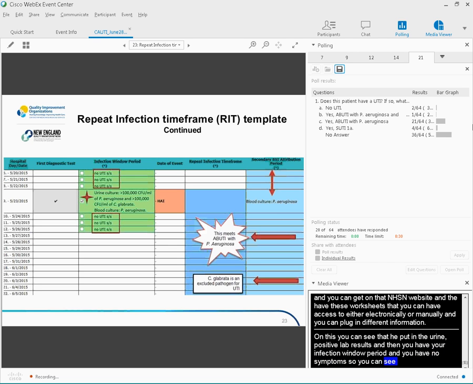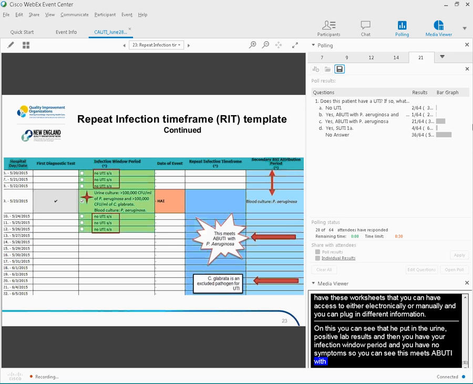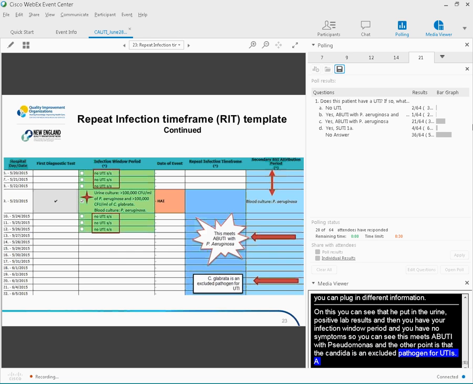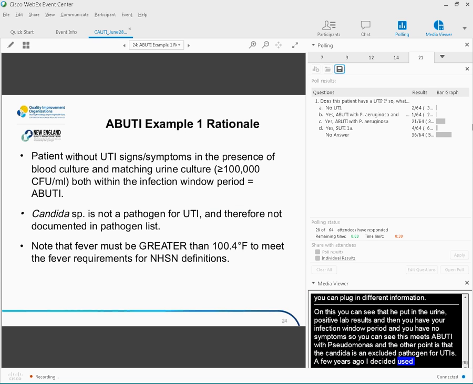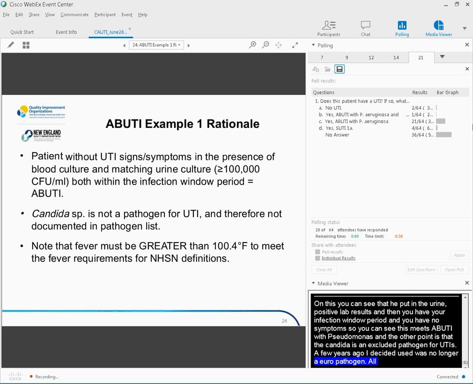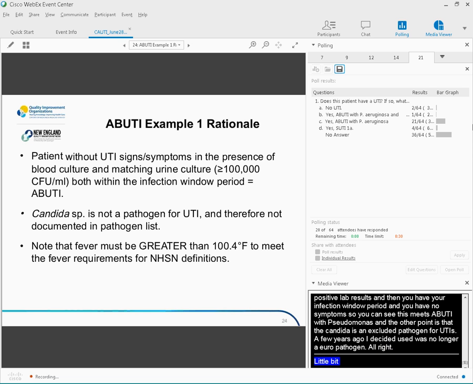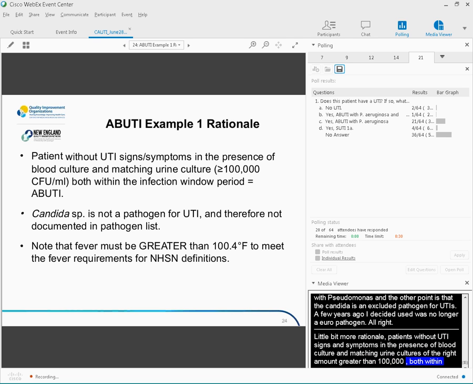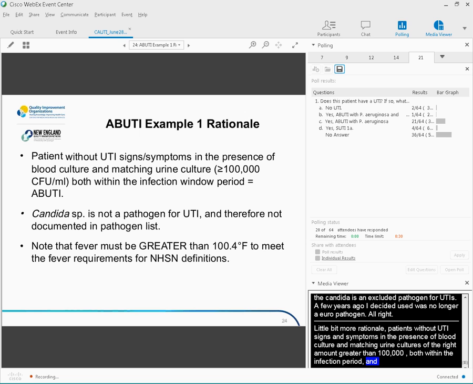So you can see that this meets an ABUTI with Pseudomonas. And the other point is that the Candida is an excluded pathogen for UTI. A few years ago, they decided that it was no longer a uropathogen. And a little bit more rationale. Patients without UTI signs and symptoms in the presence of blood culture and matching urine cultures with the right amount, greater than 100,000, both within the infection period, it's an ABUTI. The Candida species is not a pathogen for UTI, therefore it's not documented in the pathogen list.